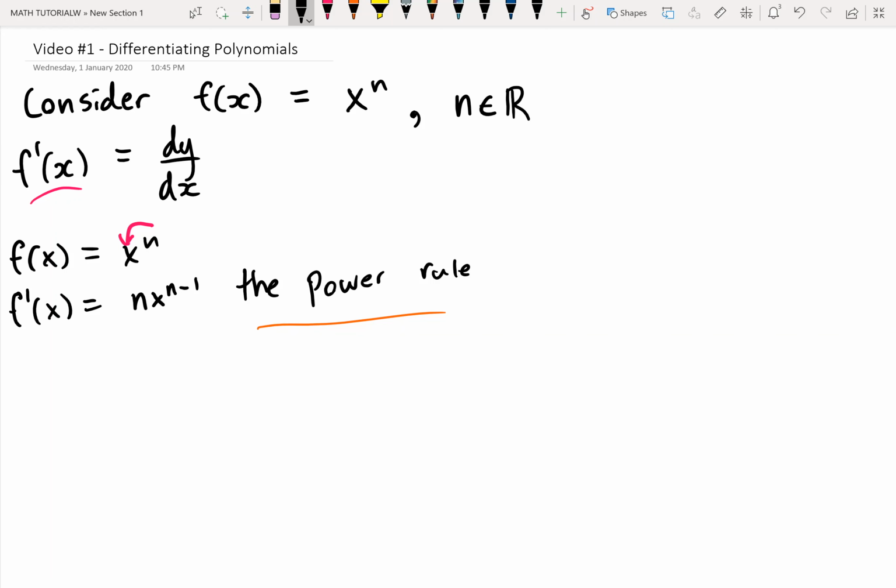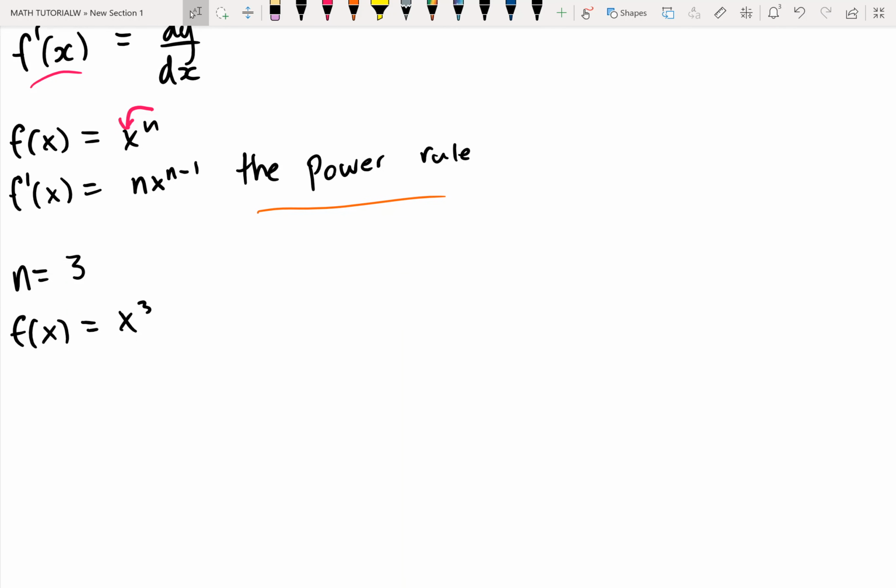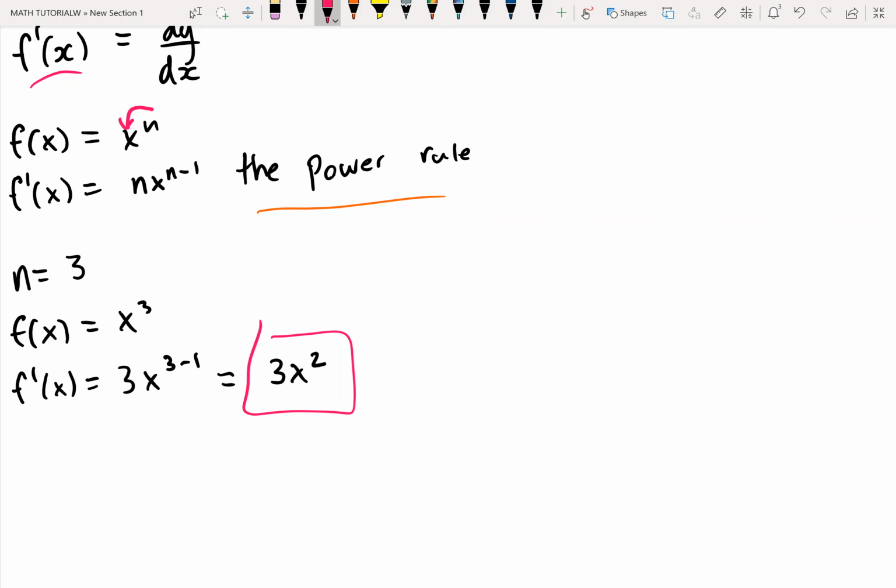Let's say, for example, n is equal to 3. So f of x is equal to x to the power of 3. The derivative here, using our definition, would be 3 multiplied by x to the power of 2, which is the same as 3 minus 1. So just using our definition there, which is equal to 3x squared. Okay, so that is the same there.